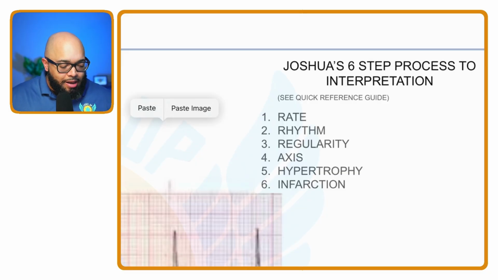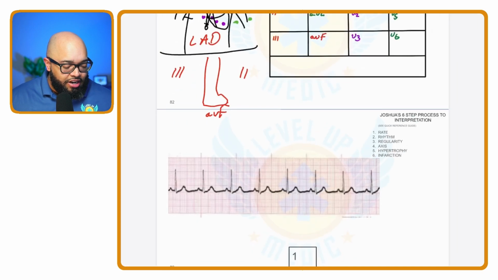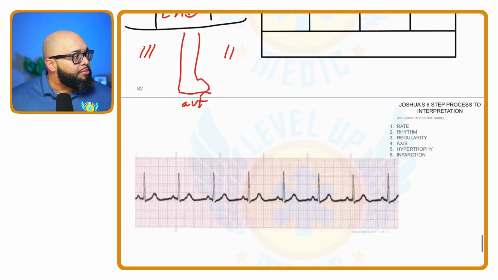So those are the 6 steps. Number 1, rate, then rhythm, regularity, axis, hypertrophy, and infarction. We're going to look for this in every single EKG. All right, let's get to work.